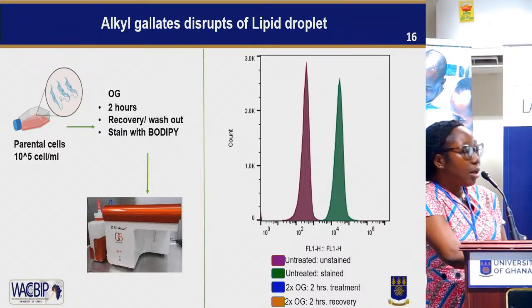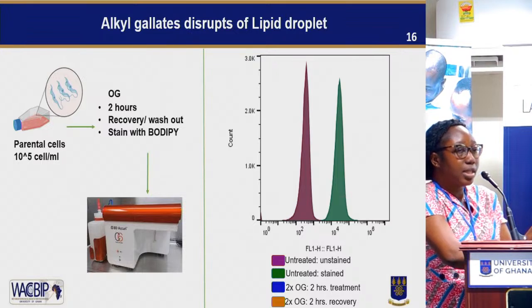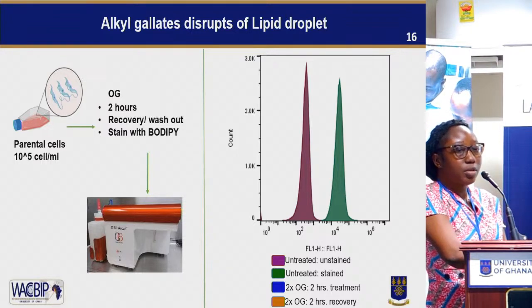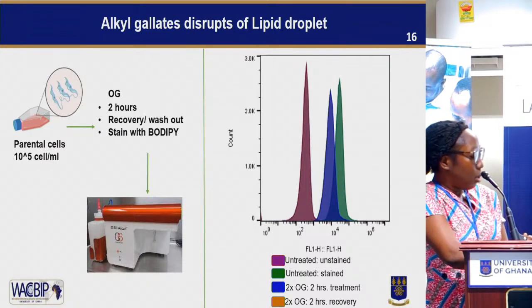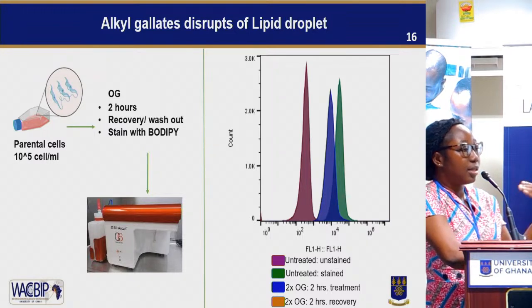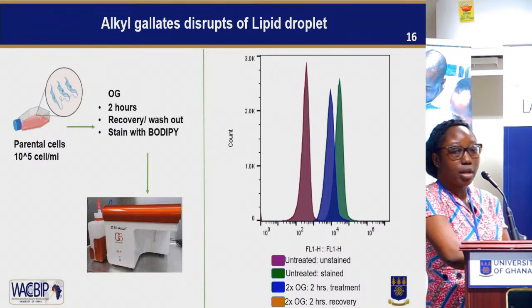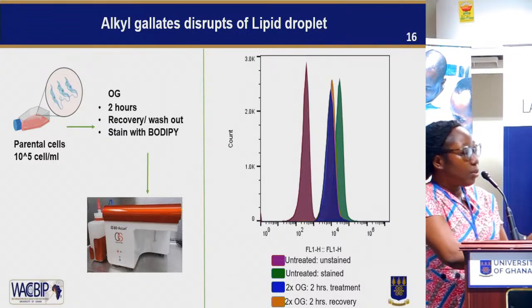And upon staining with BODIPY in a normal or untreated cell, we see a shift, an increase in signal intensity, indicating the presence of these neutral lipids, which is suggestive of the presence of lipid droplets. However, upon treatment with the gallates, we observe a reduction in the fluorescence intensity that is suggestive of a reduction in these neutral lipids, as well as a reduction in the lipid droplets. But this process was then recovered slowly during a 2-hour recovery.